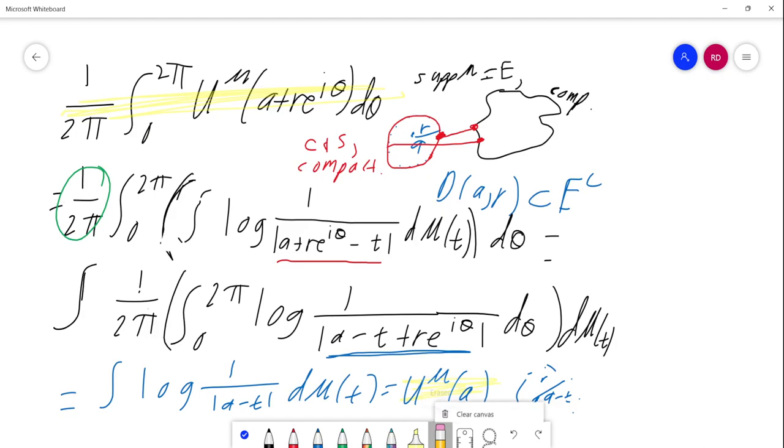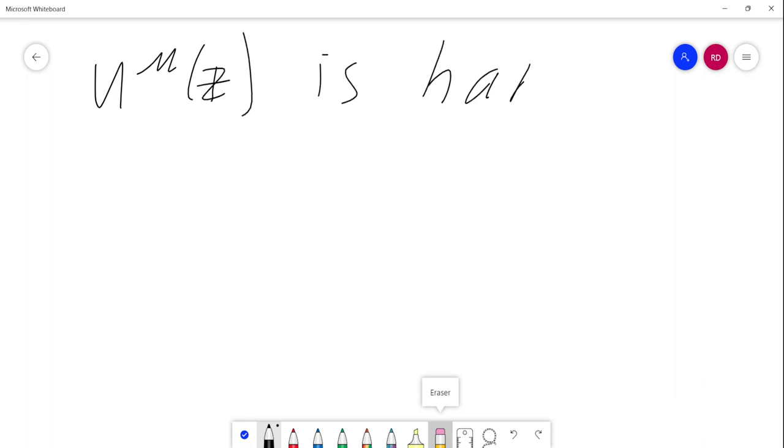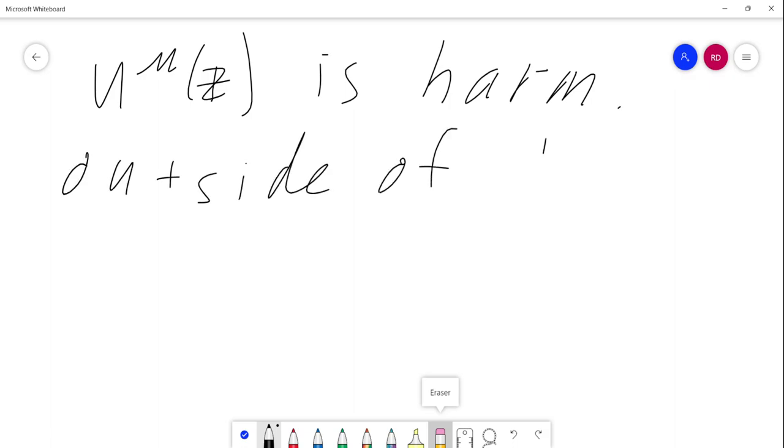So we can say that u mu of z is harmonic outside of E complement. No, sorry, outside of E, I meant to say, or inside E complement. So that is going to be very important.